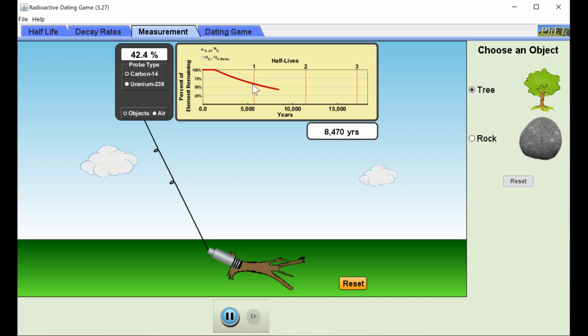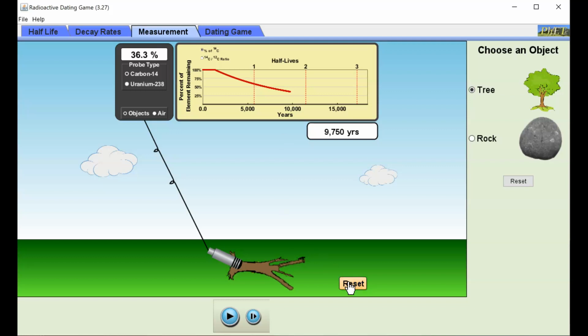And you can see that over time, less and less and less of that carbon-14 is present. If I pause the video right now, we're at 36.3% of the carbon left, and we could use the numbers on the graph to figure out the age of that tree. So this is a way of estimating the age of something that was once alive.